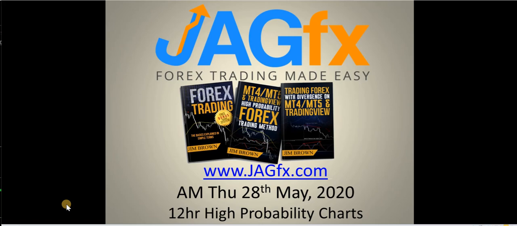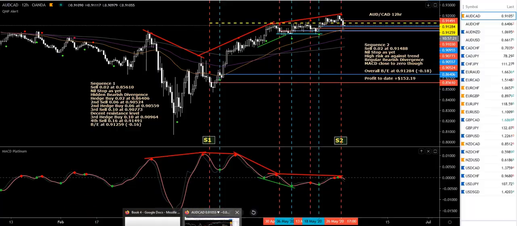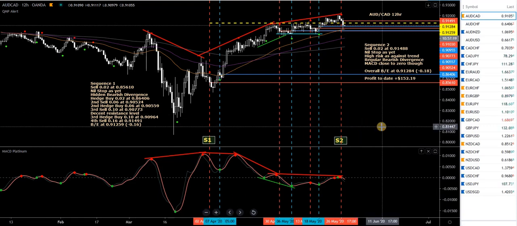This is a look at my 12-hour high probability charts. The new candle was at 4 a.m., so 1 hour and 2 minutes ago. We'll run through it and have a look at the charts themselves.